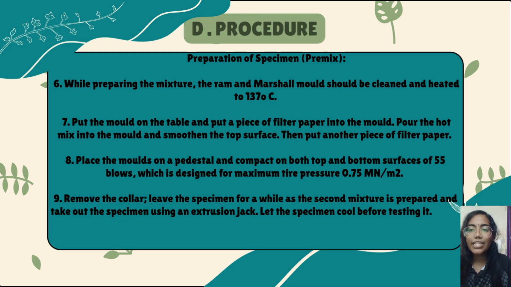Number 8, place the molds on a pedestal and compact both the top and bottom surface with 55 blows, which is designed for maximum tire pressure 0.75. Number 9, remove the collar, leave the specimen for a while as the second mixture is prepared, and take out the specimen using an extrusion jet. Let the specimen cool before testing it.